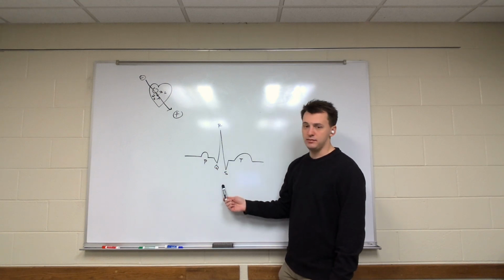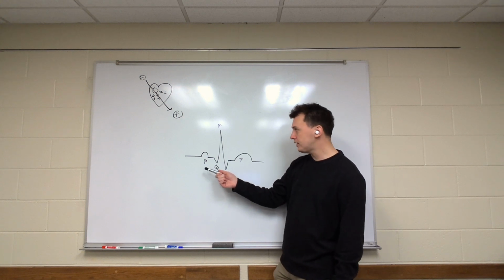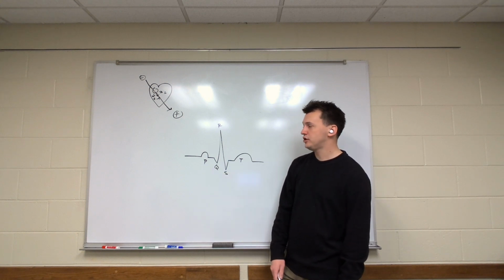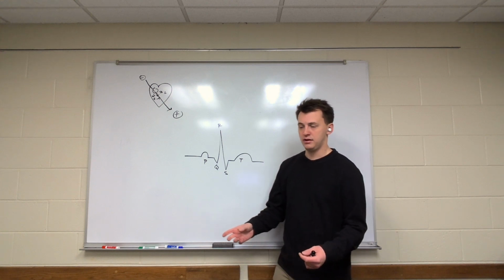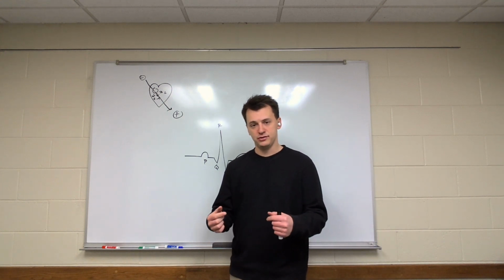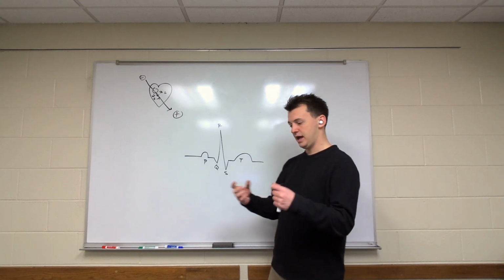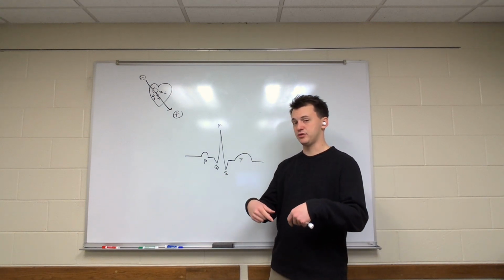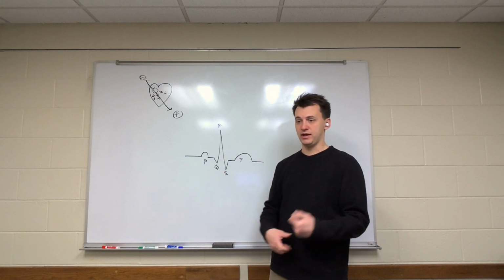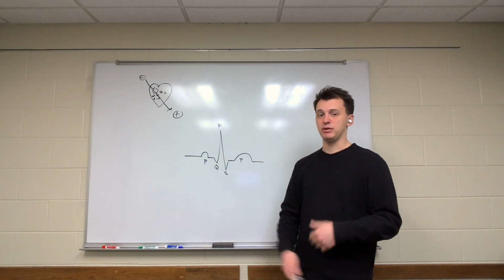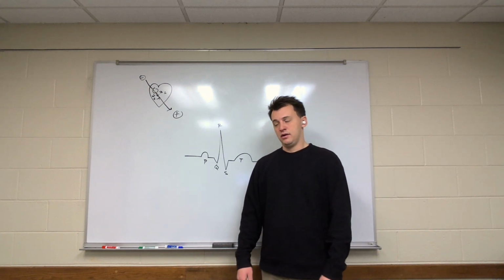And then the QRS complex is mainly the ventricular depolarization. The contractions move throughout the heart from the atria to the ventricles. Atria contract first, ventricles contract second. Atria push blood into the ventricles, and ventricles push blood to wherever it's going, right? The left ventricle pushes blood throughout the body. The right ventricle pushes blood into the lungs.